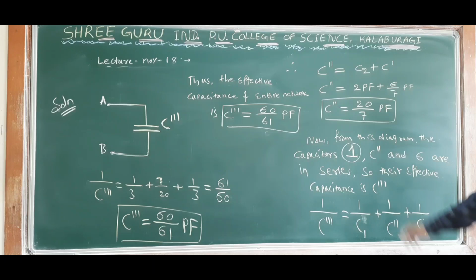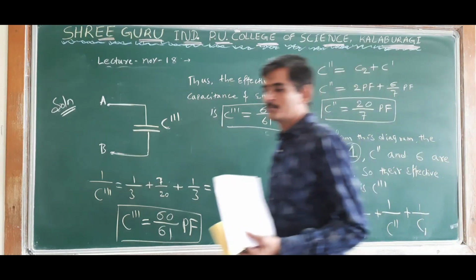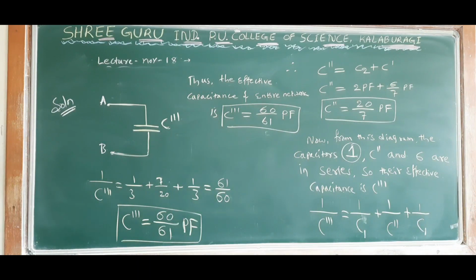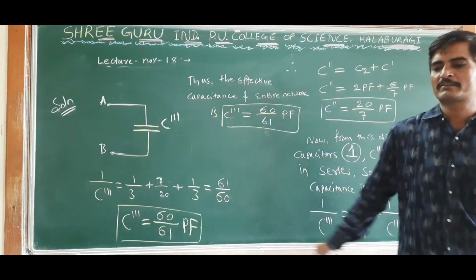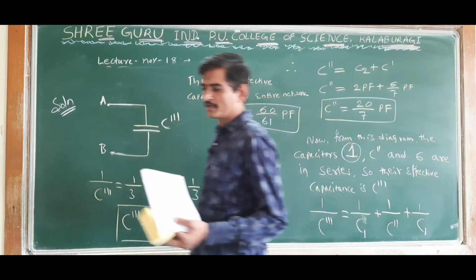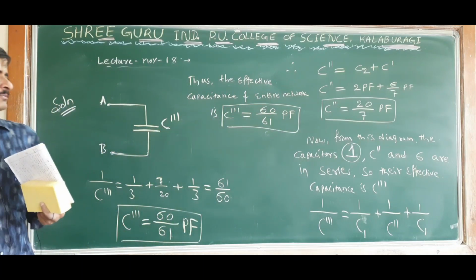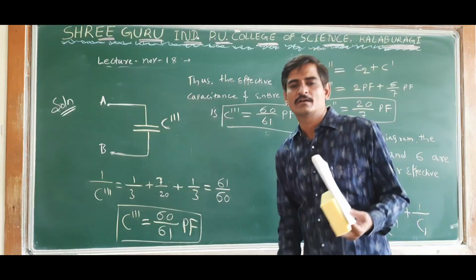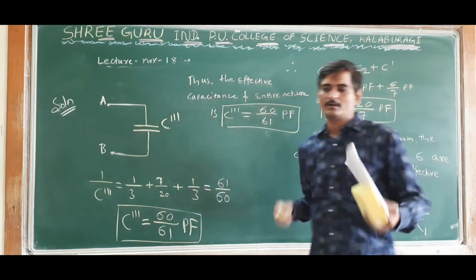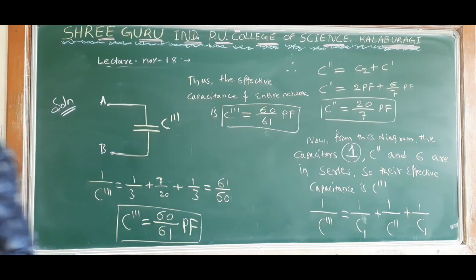This is how we have to solve the series and parallel combination of capacitors. Like this you can solve many numericals, but there is no end to numericals. We can solve n number of numericals, but as far as possible, how much is possible, that much we have solved.